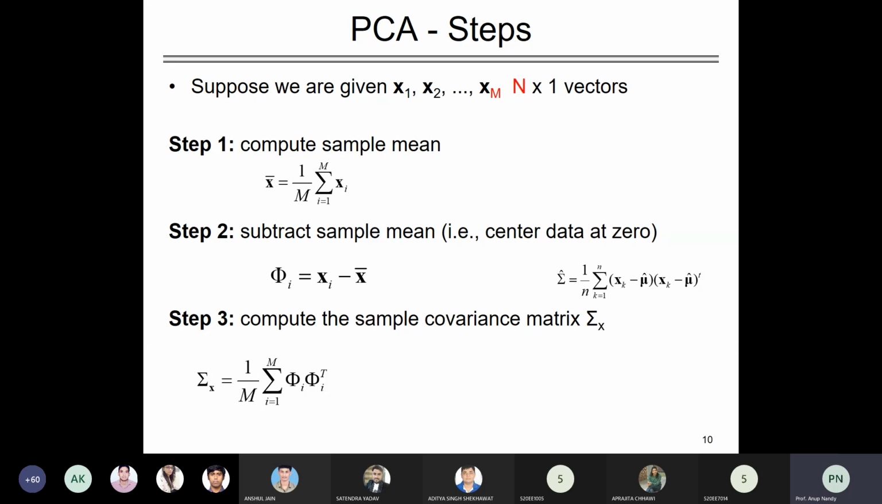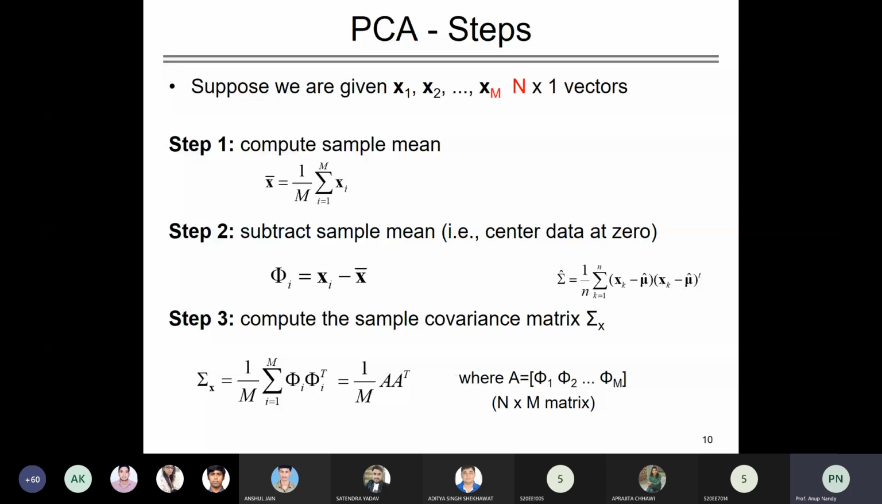So it is nothing but 1 by m, sum over i is equal to 1 to n of phi i into phi i transpose. So it is nothing but 1 by m A into A transpose, where A is equal to phi 1, phi 2, up to phi m, which is an n cross n matrix. Whenever you implement it, it will be more clear to you how to compute all these things.